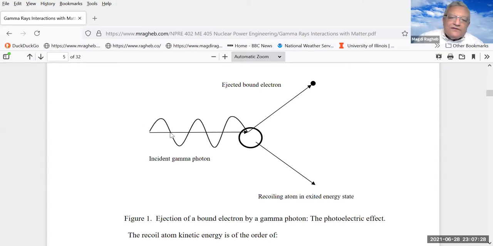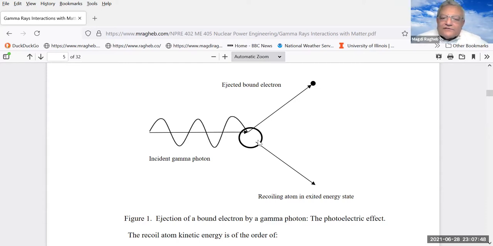You'll find that an incident gamma photon or X-ray photon can impart energy to some outer electron in the atom, throw it out, eject it, and in that case, the atom loses a unit of negative charge, so it becomes an ion.